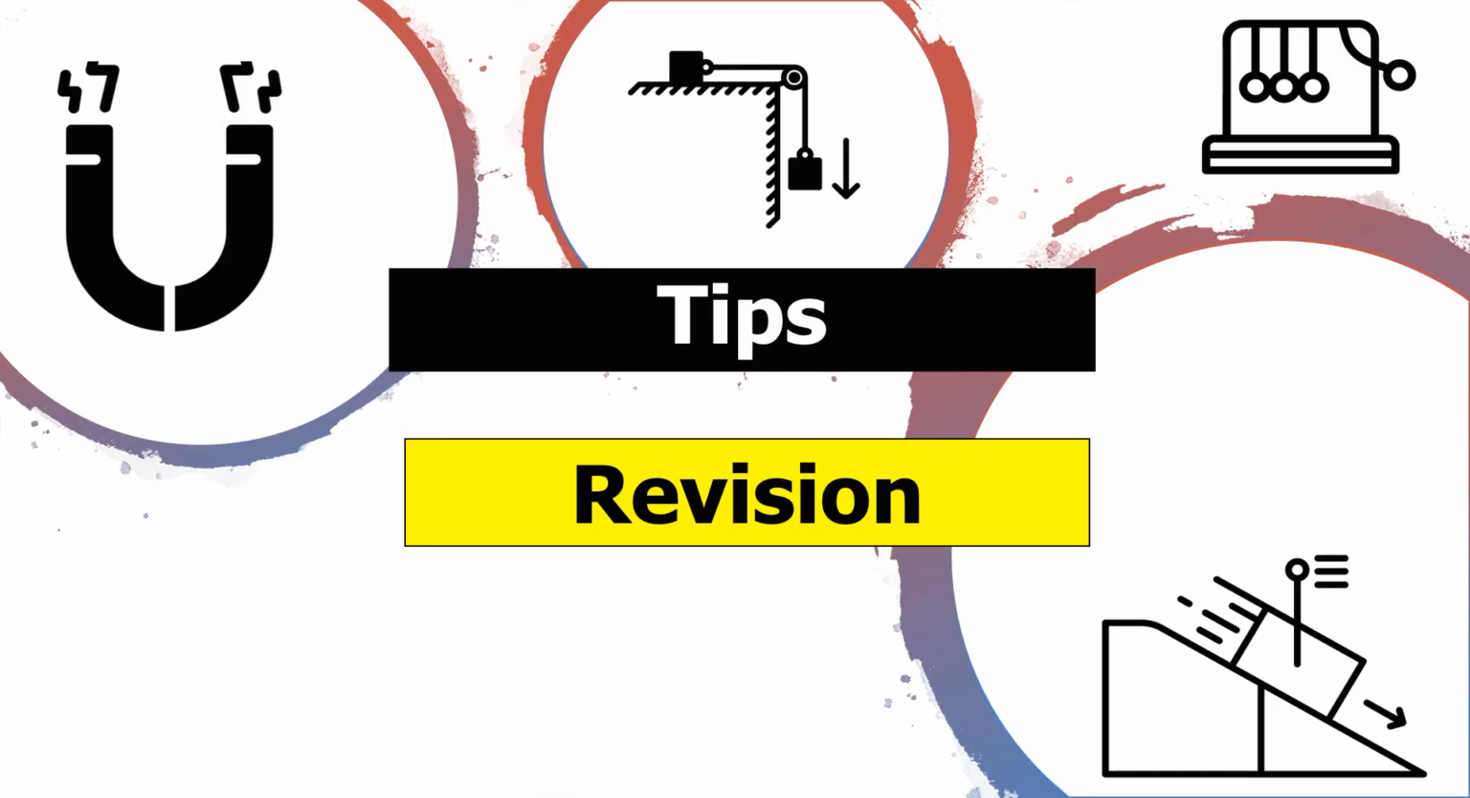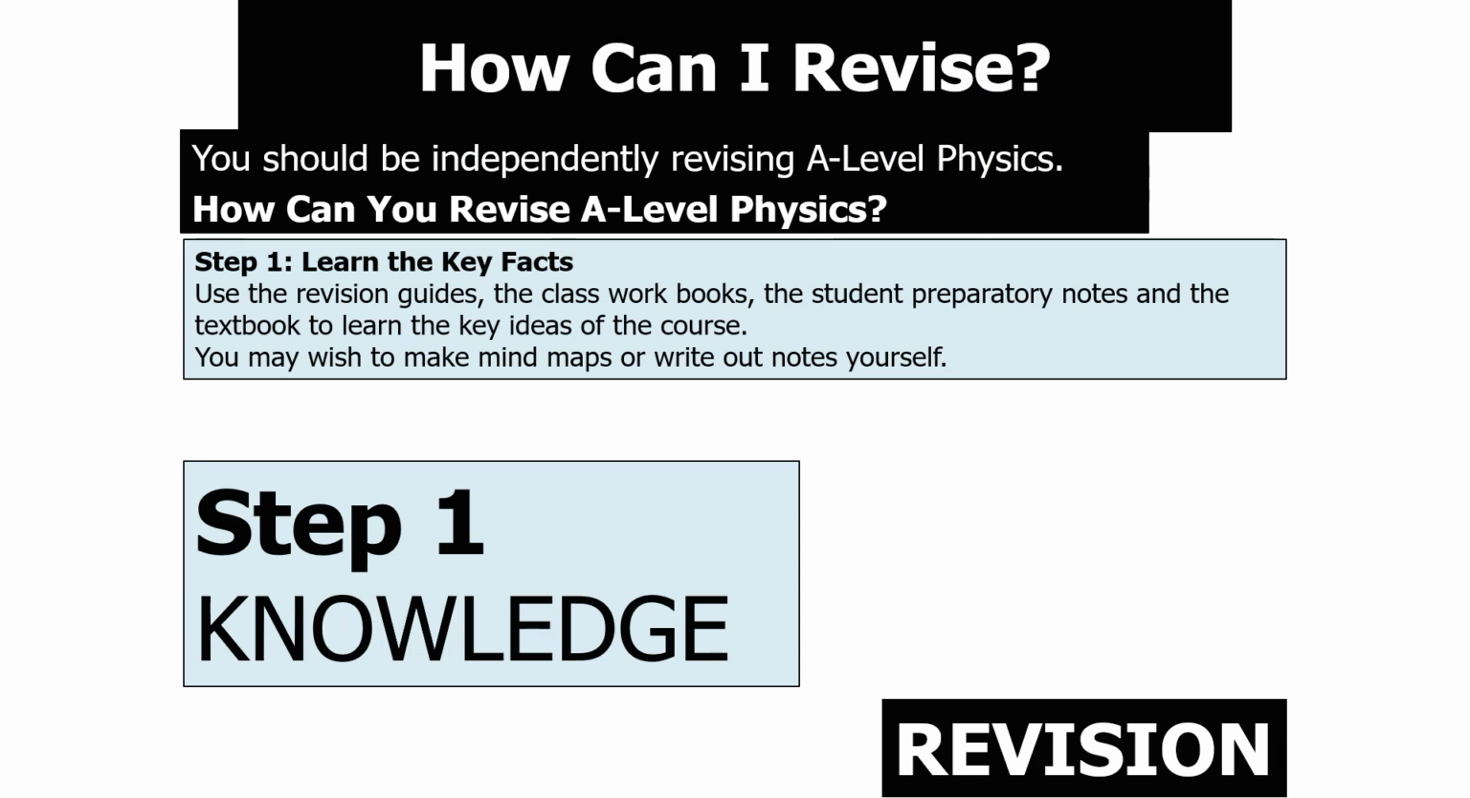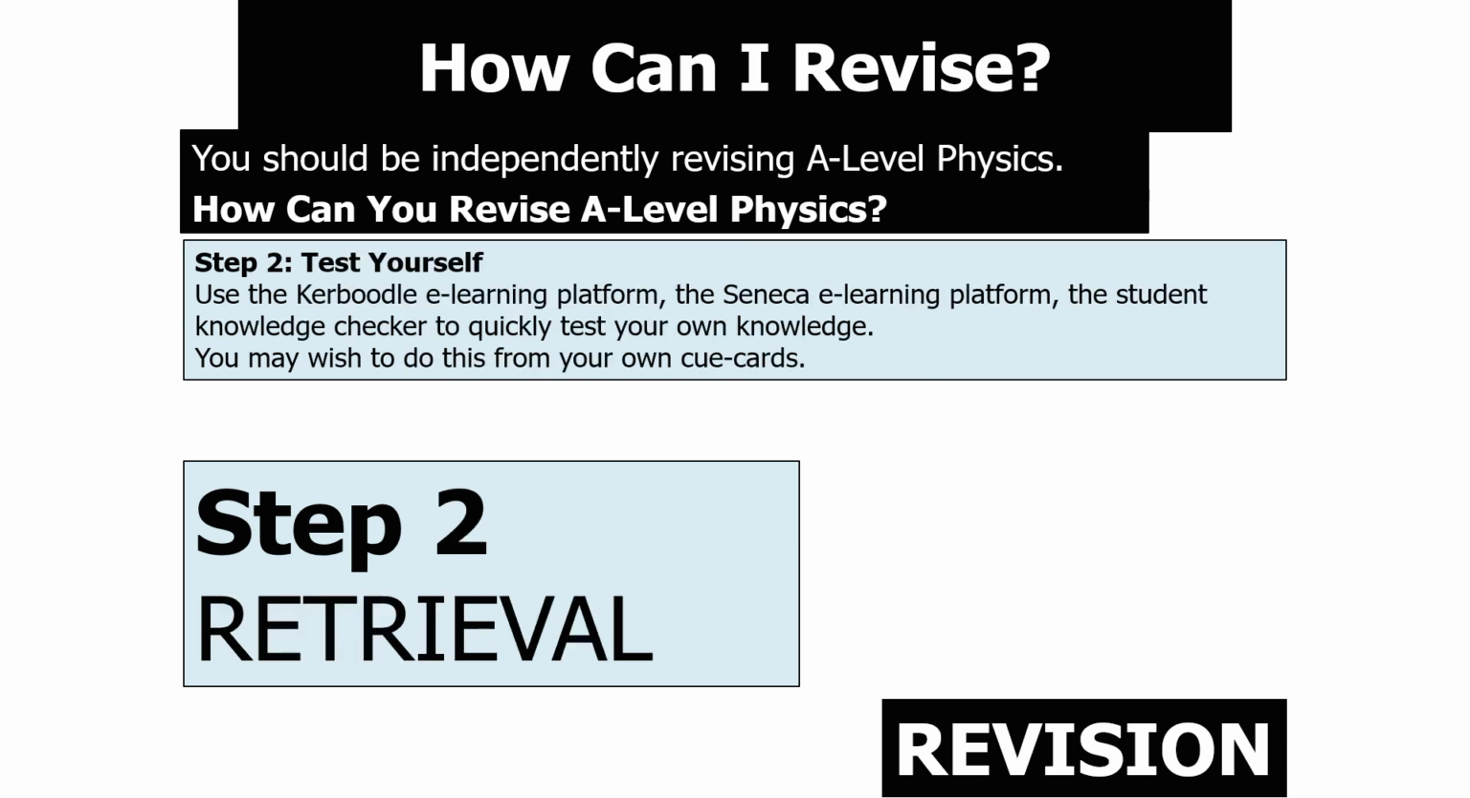So how should we revise for A-Level Physics? The first step is to learn the key facts. Use the revision guides, the class workbooks, the student prep notes and the textbooks to learn the key ideas of the course, and you might wish to write mind maps and write out notes for yourself. The second step is to test yourself, so use things like Caboodle, Seneca, student knowledge checkers, and quickly test your knowledge. You might even want to make your own cue cards to do this.